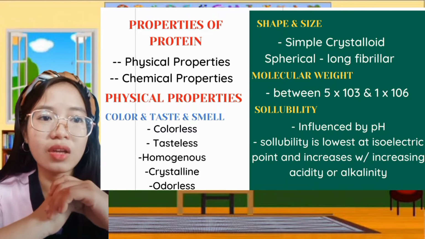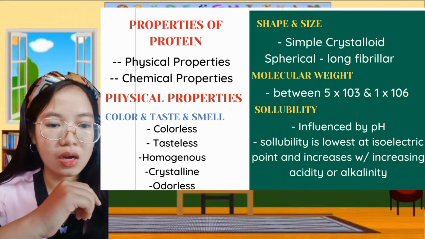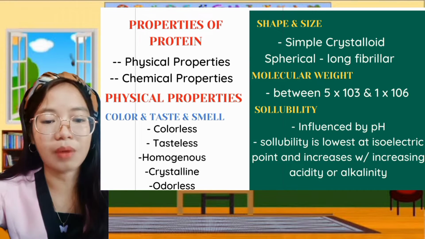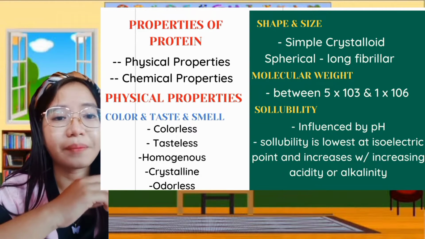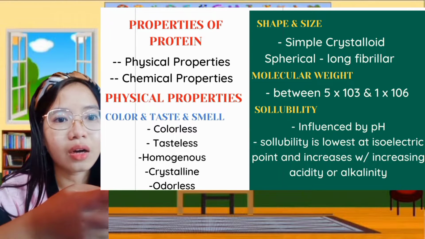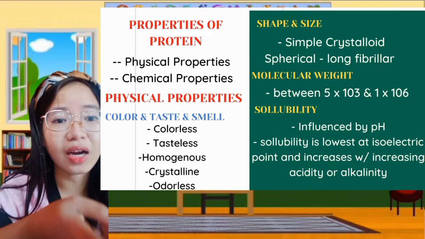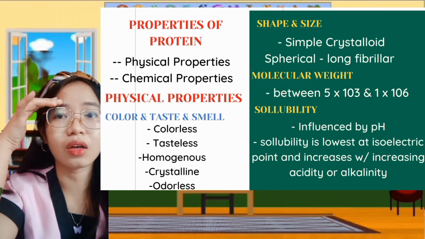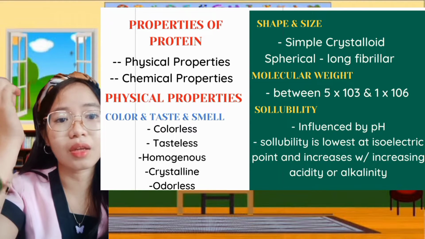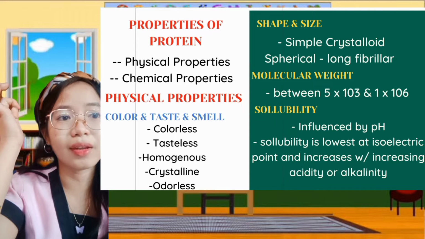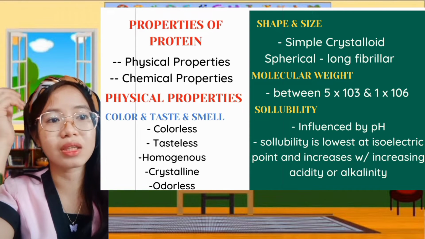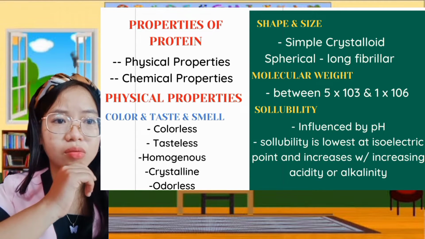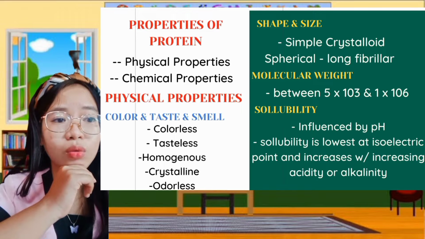Now, let's proceed to the properties of proteins, which is nahahati sa dalawa, which is the physical properties and chemical properties. Okay, so unahin muna natin yung physical properties, which is the color, taste, and then the smell. So, colorless siya, tasteless, and homogeneous. Ano yung homogeneous? Ibig sabihin, same kind lang yung kanilang mga color, taste, and smell, and crystalline siya, and odorless. So, shape and size is simple crystalloid, and spherical, longitudinal. Paano siya? Pabilog. Yan, and molecular weight is between 5 to 10^3 and 1 to 10^6.